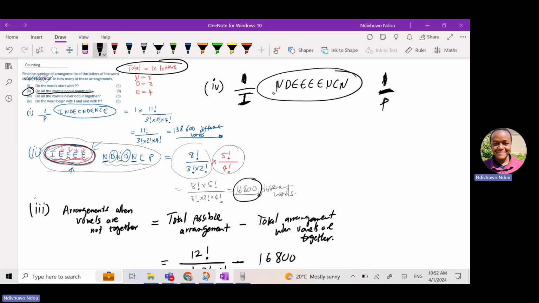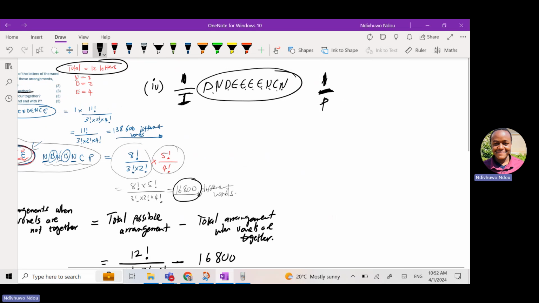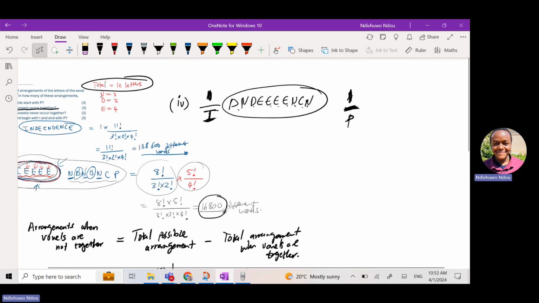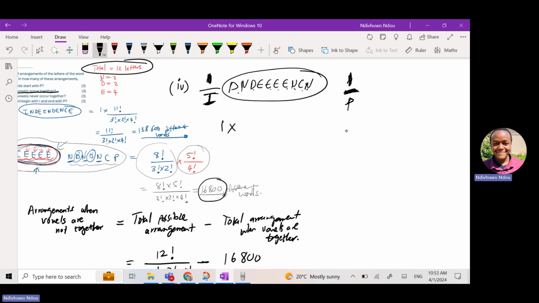Then the rest of the letters, 1, 2, 3, 4, 5, 6, 7, 8, 9, 10, 11, 12. If we subtract 2, they have to be 10 here. Which one did I leave? I is out, P is out. Did I leave another D? Yes. So how many are possible? So we have 1 times 1. So these ones are when you start with I, end with P.